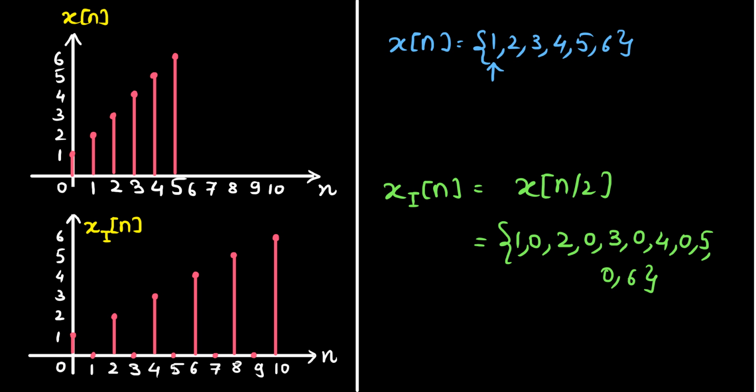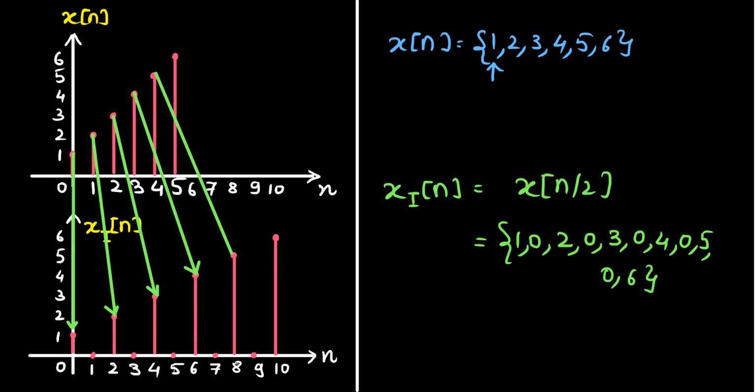So we have 1, then we insert a 0 here, then we have this factor, that is 2. So basically we have this 1 as it is, then we insert a 0, then we have this 2, then we insert again a 0, then we have this 3 that is located here, then we insert a 0, we have this 4 here, then again we insert a 0, then we have this 5, then again 0, and then we have this 6. So this is basically interpolation by a factor of I equal to 2. So this is what happens in the time domain.